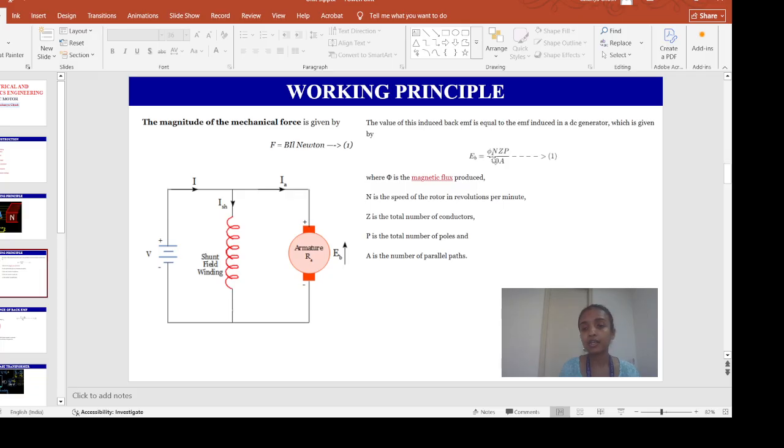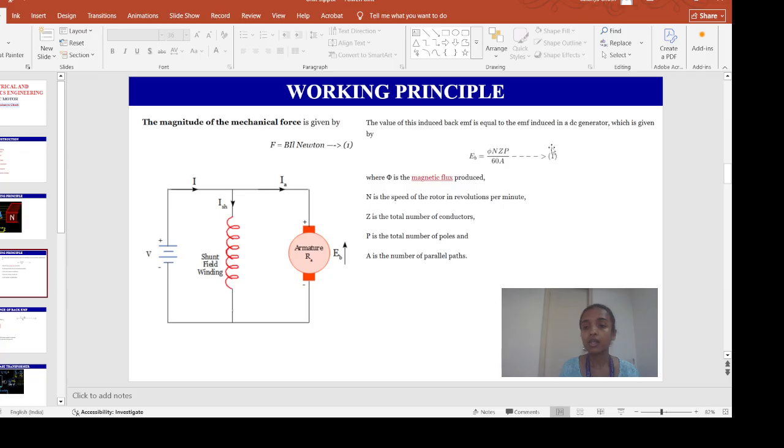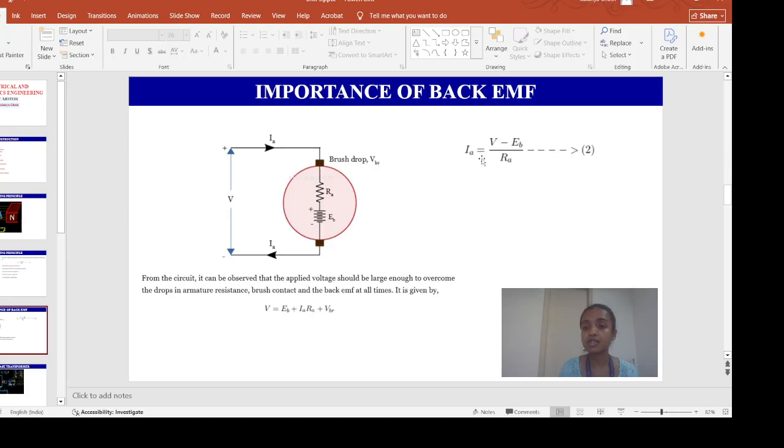So we can see here, if the speed of the armature is high, the back EMF EB will be high, right? Now if the back EMF EB is high, from this equation, the armature current will be less. Again, if the speed of the armature is low, back EMF EB will be less, and then the armature current will be high. As a result, torque will be high, and the armature will start rotating within the magnetic field of the stator.